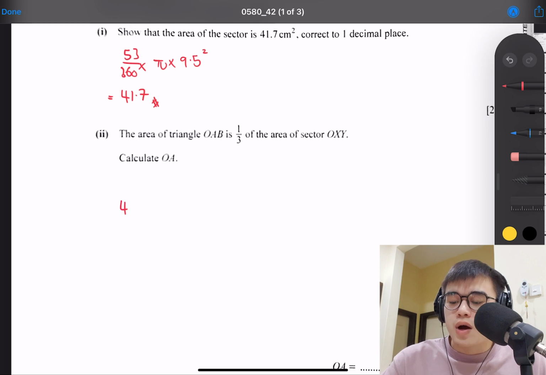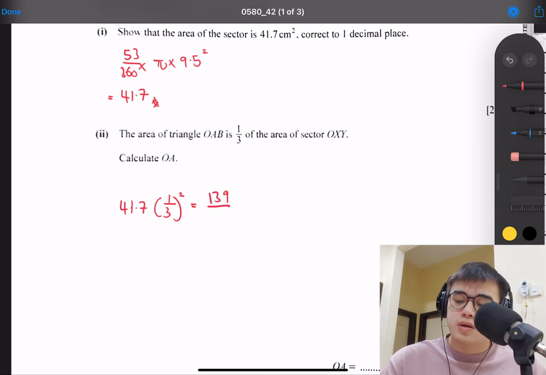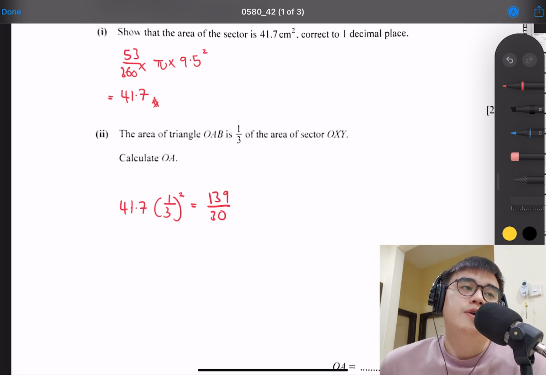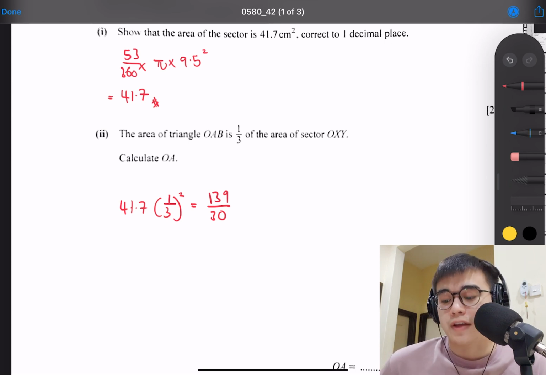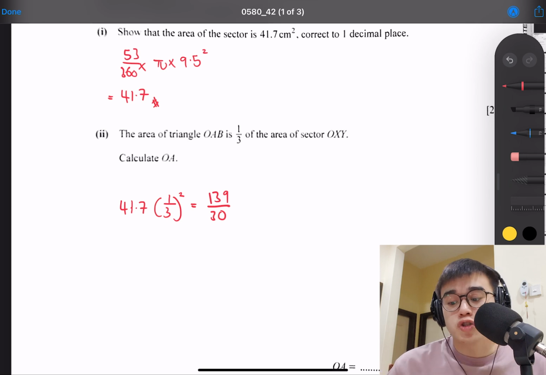So by taking 41.7, and you put 1/3, and remember to square it because this is our scale factor here. So 41.7 after being multiplied with 1/3 square, you should be getting your answers as 139/30. So the 1/3, the fraction over here is actually representing the scale factor. And to get to the results, all you need to do is take the 41.7 multiply with 1/3 square, and you should be getting 139/30. The reason why I remain it as a fraction is because I don't want to involve any premature roundings.